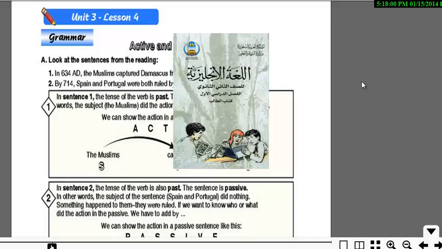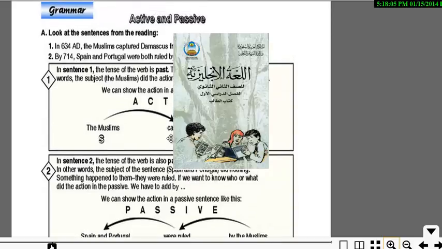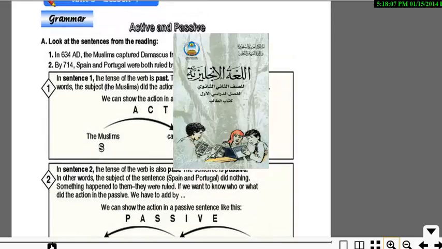Hello everyone. We're following on Unit 3, Lesson 4. This is our grammar part. It's supposed to be teaching you about active and passive, so let's just see what this active and passive is all about. Look at the sentence from the reading.